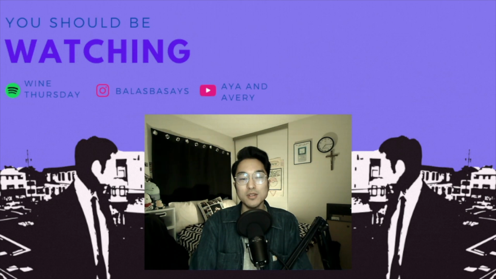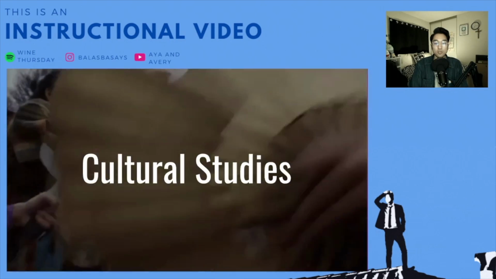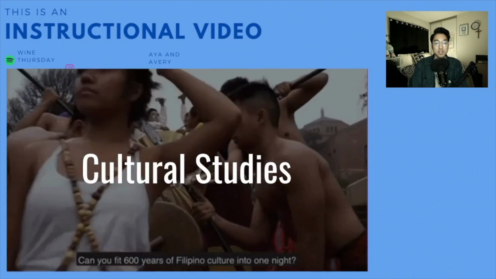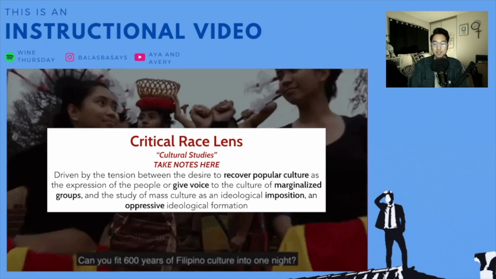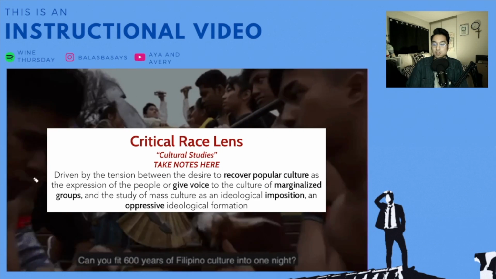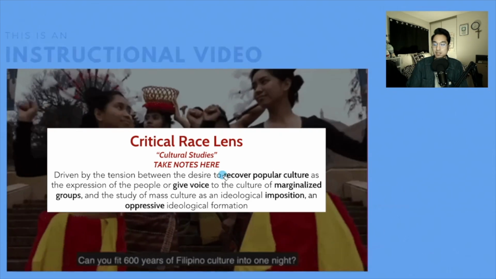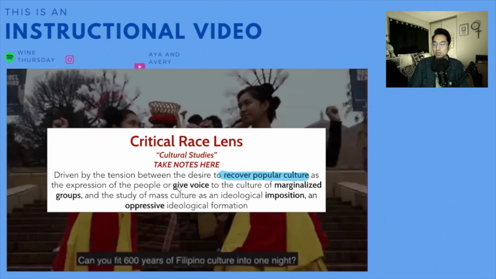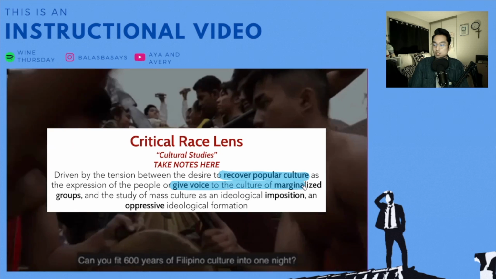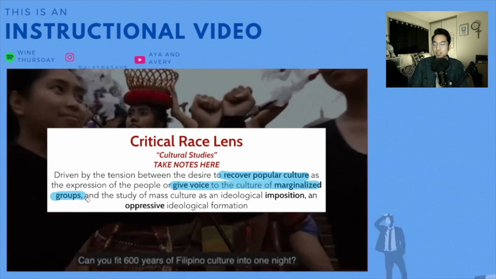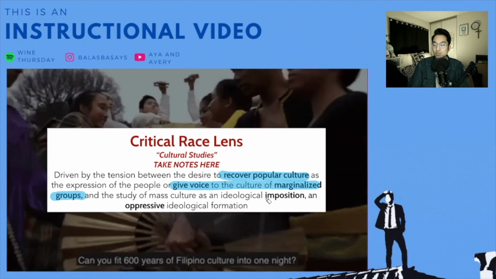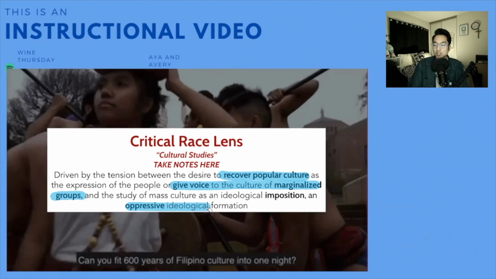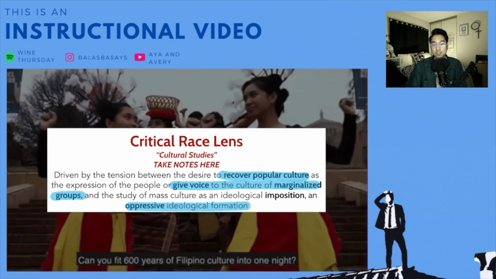B. Today we're going to be learning about two related topics, cultural studies and the critical race lens. The main definition of cultural studies from A Very Short Introduction to Literary Theory with Jonathan Culler is that cultural studies is driven by the tension between the desire to recover popular culture as the expression of the people or give voice to the culture of marginalized groups, and the study of mass culture as an ideological imposition and oppressive ideological formation. Let's take a look at these bolded phrases.